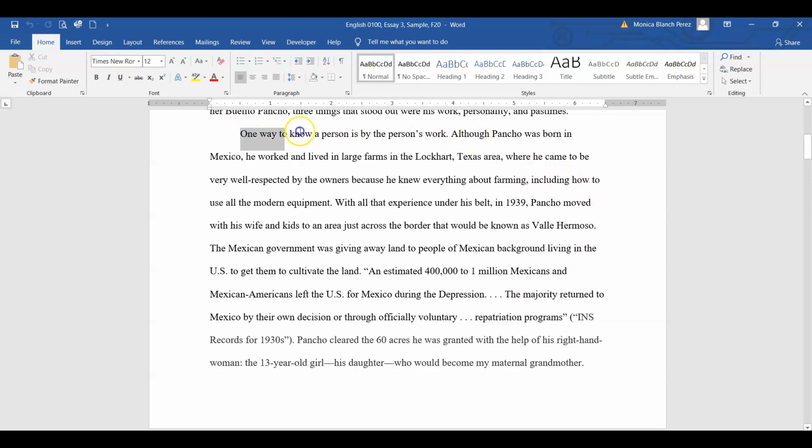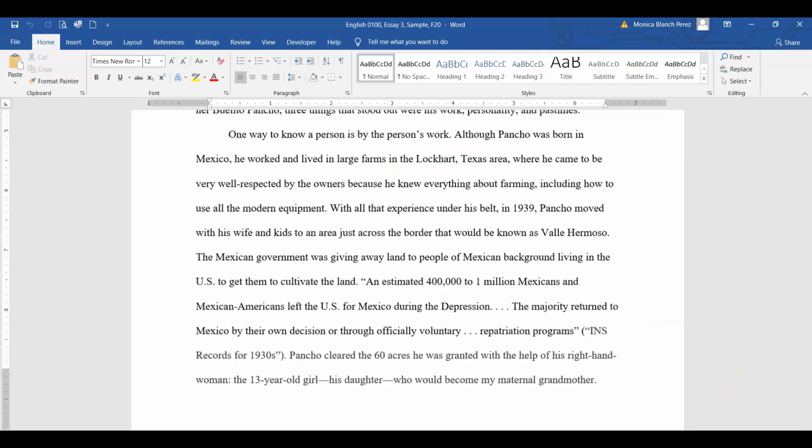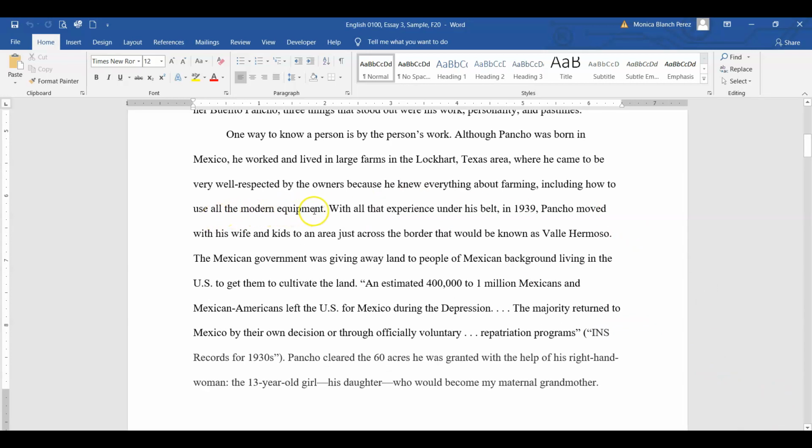So here's my paragraph. One way to know a person is by the person's work. Although Pancho was born in Mexico, he worked and lived in large farms in the Lockhart, Texas area, where he came to be very well respected by the owners because he knew everything about farming, including how to use all the modern equipment. With all that experience under his belt, in 1939, Pancho moved with his wife and kids to an area just across the border that would be known as Vallehermoso.